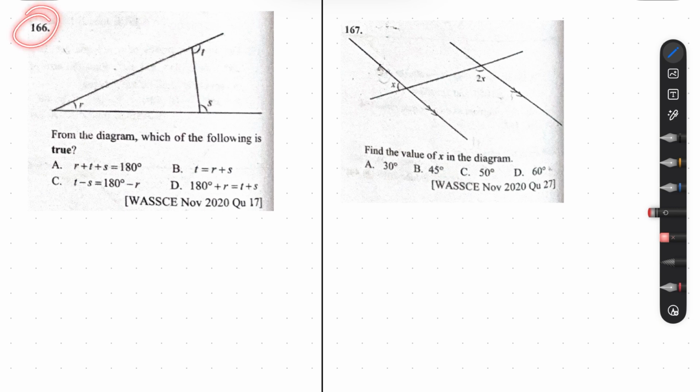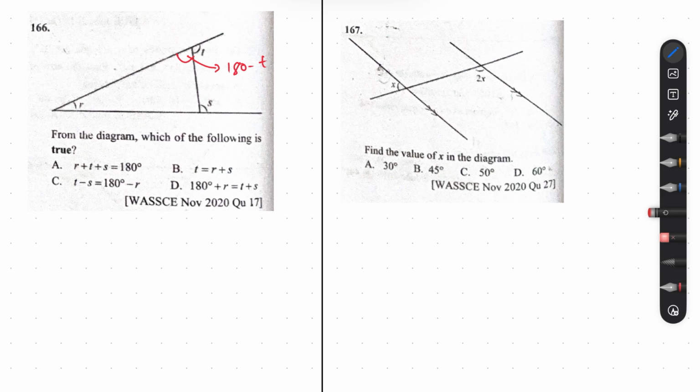The question says, from the diagram, which of the following is true? Let's try to create a relation between R, T, and S. How do we do that? We can say that this is a straight line, so the angles on it add up to 180. So that means this angle will be equal to what? 180 minus t. Cool.